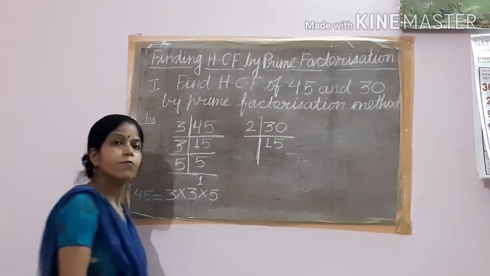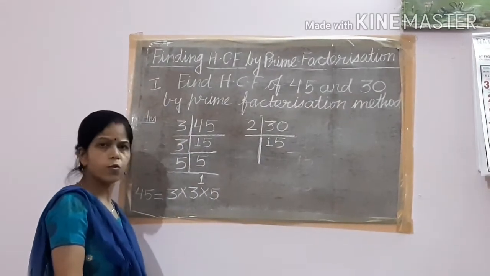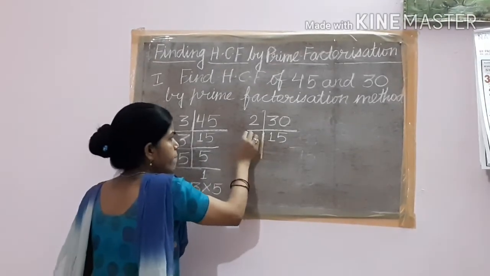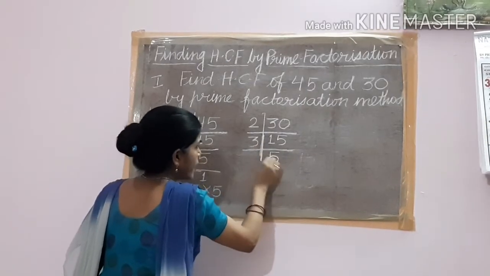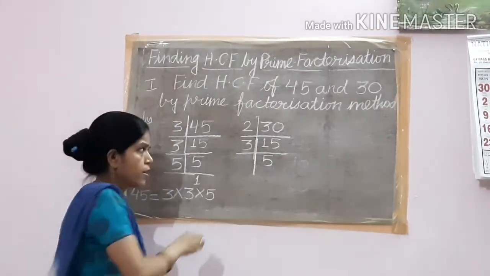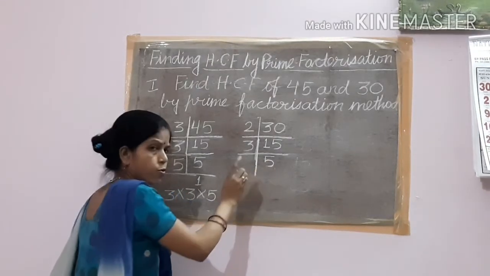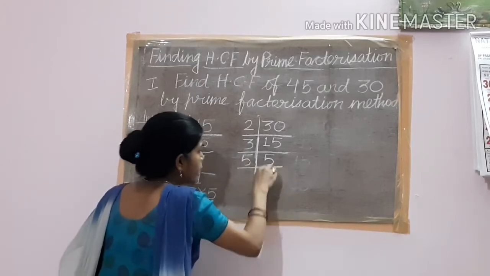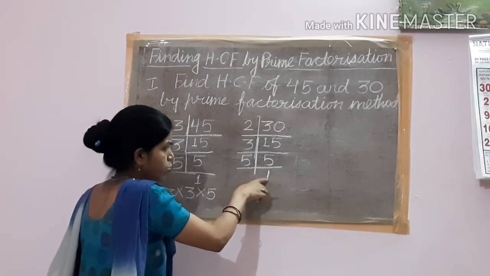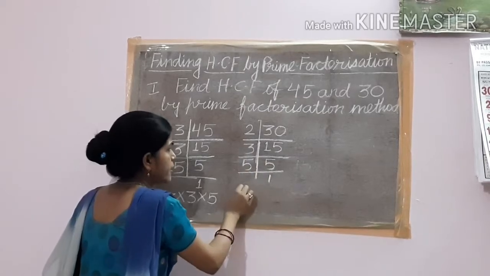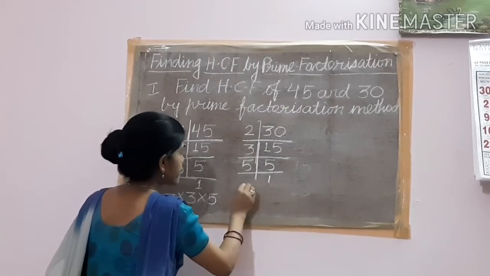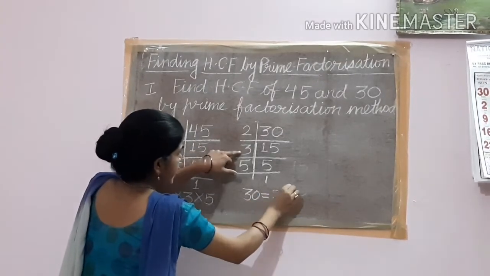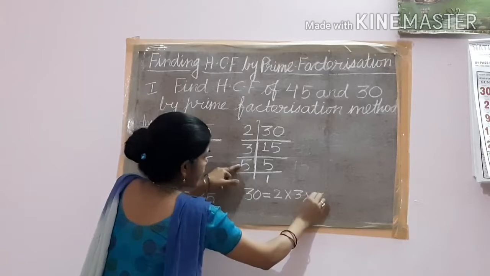Okay. Now 15. Is it divisible by 2? No. Then take the next prime number, that is 3. Yes. 3 fives are 15. Then 5. Again 5, because 5 has only 2 factors, 1 and 5. You take 5. 5 ones are 5. See, now we got the quotient 1. So we have done the division. Now write down the prime factors of this number 30. That is 2 multiplied by 3 multiplied by 5.